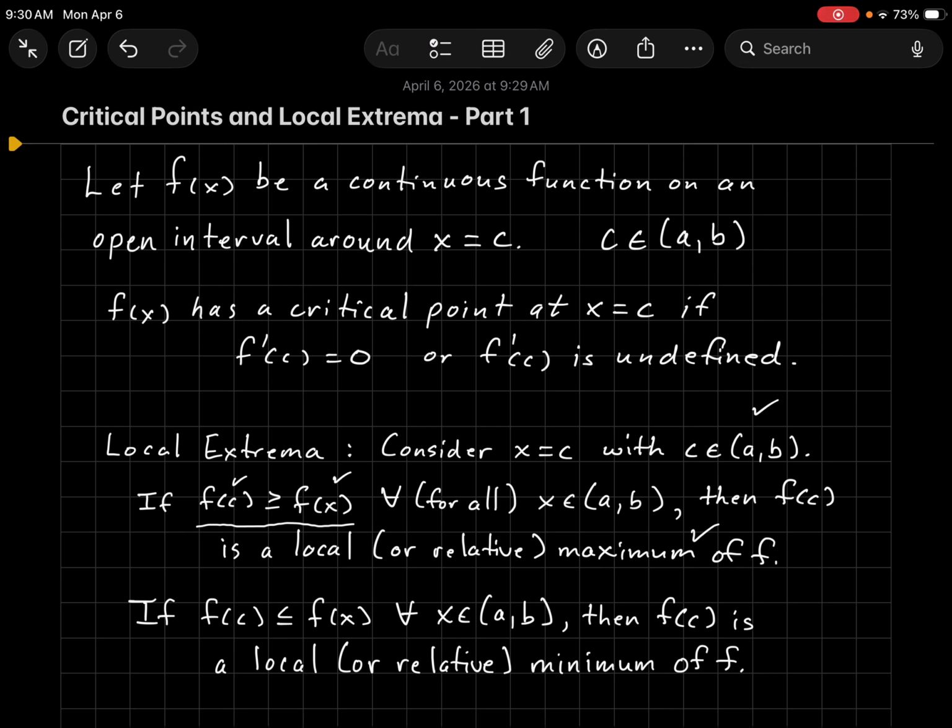Well, how about this next one here? If f of c is less than or equal to f of x, what am I saying here? If a y value is less than or equal to all other y values, then it is the smallest y value. Okay, that makes sense, and these are our definitions, but they're not very easy to use.